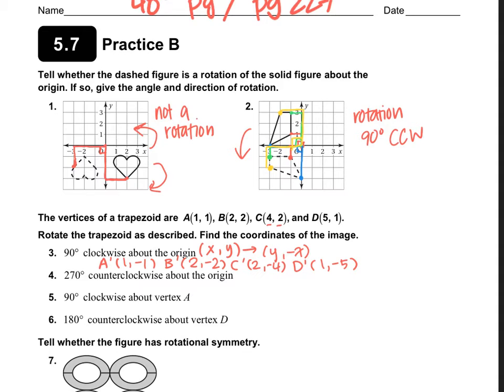For number 4, it says 270 degrees counterclockwise, which is actually the same thing as 90 degrees clockwise. So again, I'm going to use the same rule that I used, which is going to give you the same answer as number 3. So here I underlined 270 degrees counterclockwise equals 90 degrees clockwise, and all you have to do is to write these answers one more time right below.